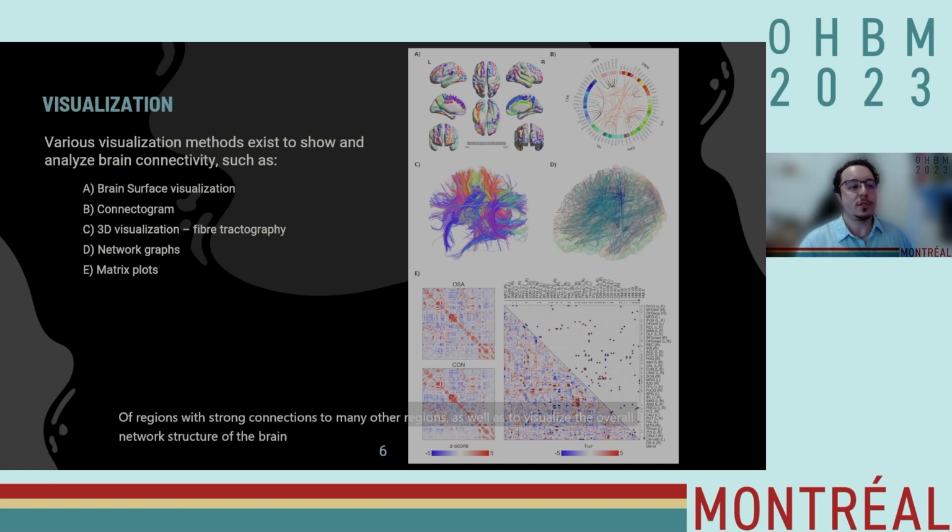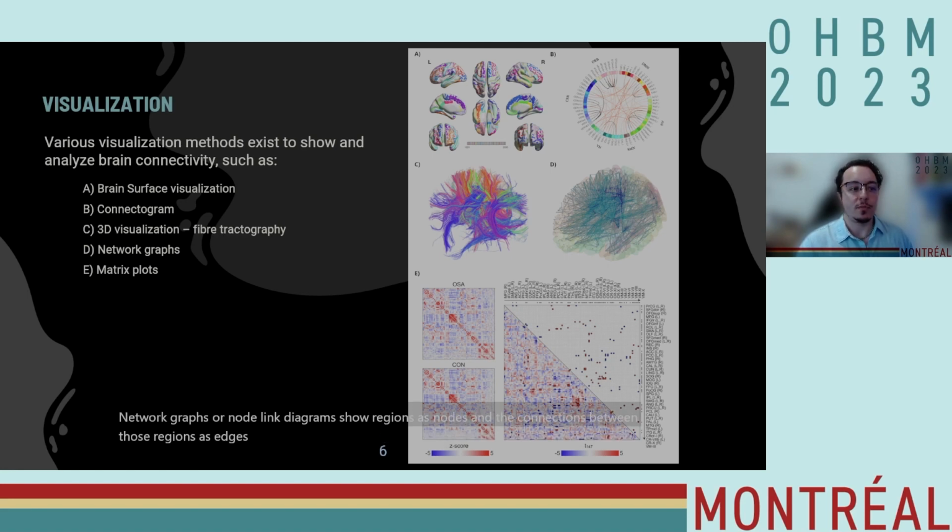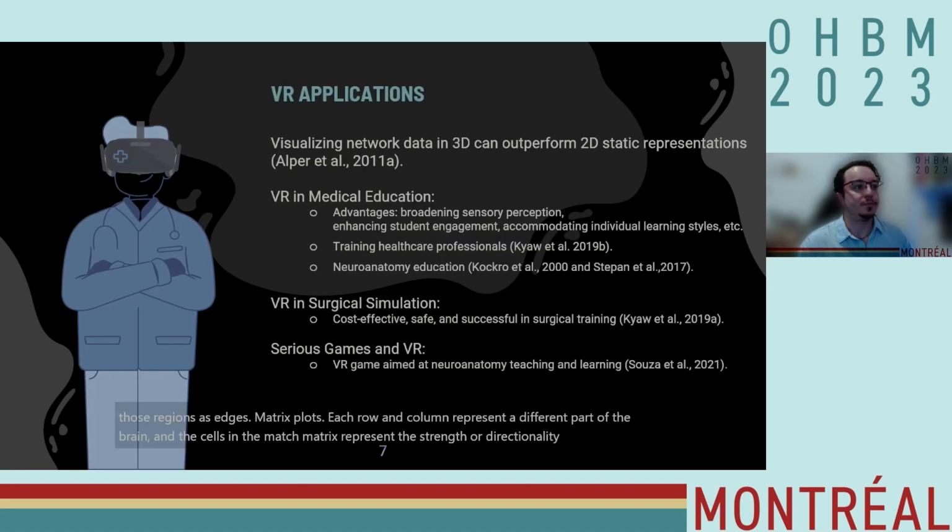3D visualizations such as fiber tractography, as we've seen before, allow you to see the anatomical connections between different regions of the brain in 3D space. Network graphs or node link diagrams show regions as nodes and the connections between those regions as edges. Matrix plots: each row and column represent a different part of the brain, and the cells in the matrix represent the strength or directionality of the connection.